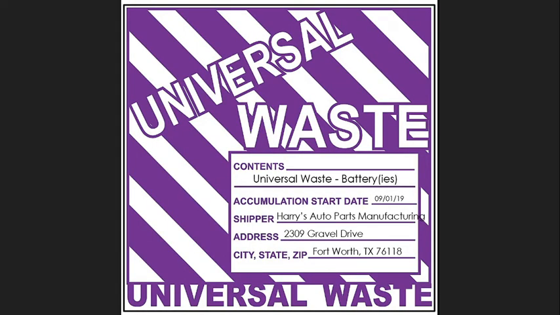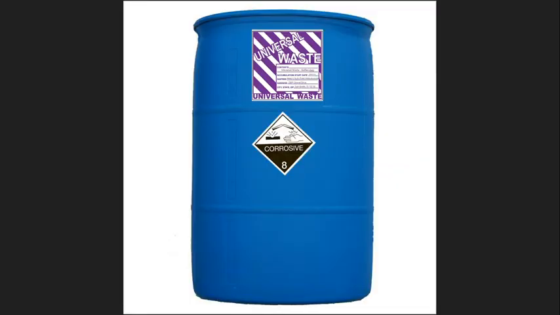Here's an example of a universal waste label. So this would be like if we had a lead acid battery. You can see I put universal waste batteries, the accumulation start date, so the date we brought it back to our yard, and then the shipper name and the address that we brought it from. So here is a lovely drum. It's a poly drum, which obviously you'd want to use for lead acid batteries because they are corrosive. You'd have a universal waste label fully filled out on there, and you'd have a corrosive diamond.